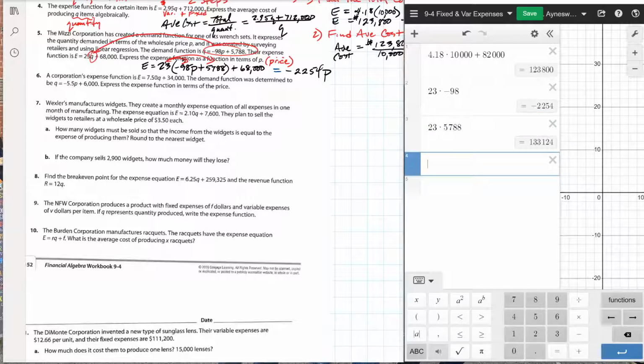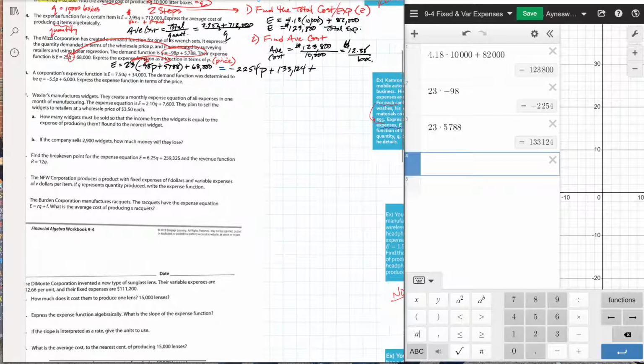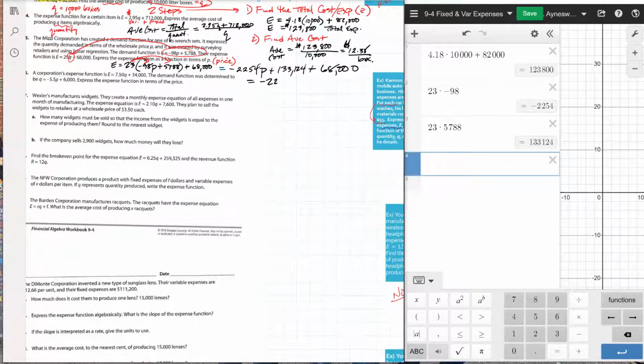So what we need to do is simplify that. So I get negative 2254 times P, and then I've got to add these two constants right here. So I need to take 133,124 and add it to the other constant, which is 68,000. All right, and notice I get $201,124. All right, and that, my friends, is your expense function.